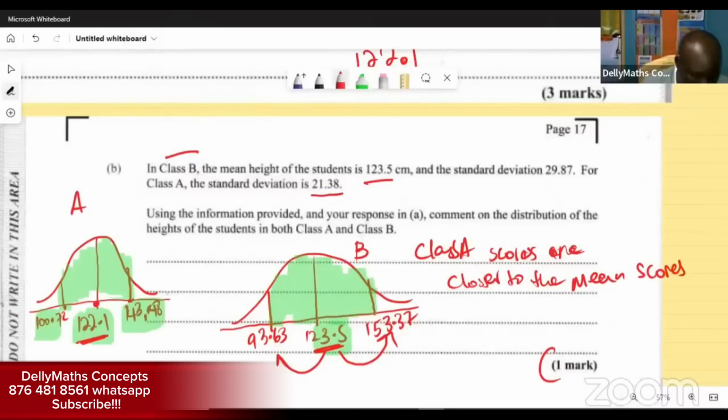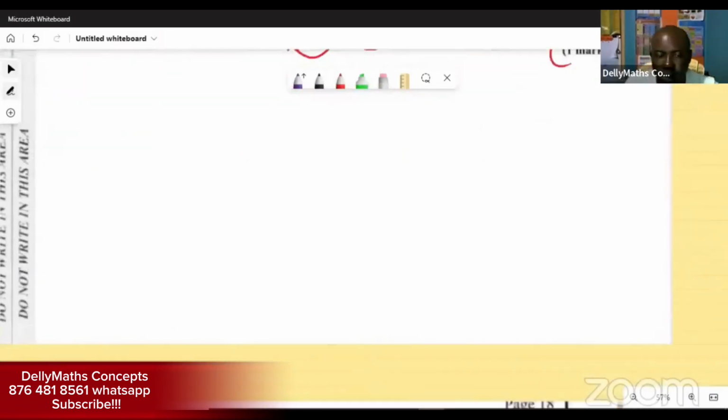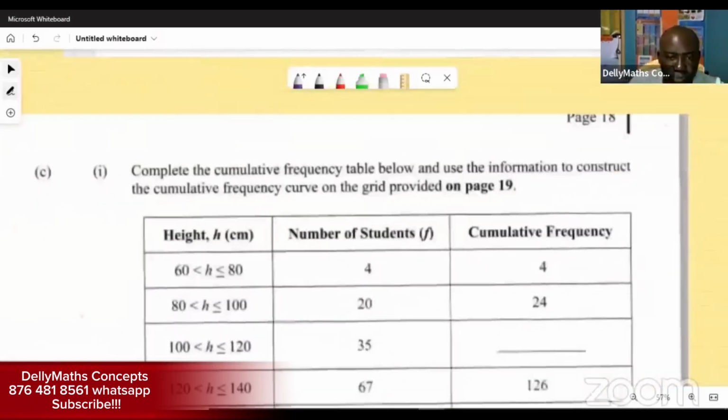So generally the scores in class A are closer to the mean score than class B. In class B, they are farther away from the mean. You could see it right there. The distance from 153 to 123 is a much bigger number compared to 143 to 122. So that is all they wanted you to say: that the spread of the scores is closer in class A compared to that in class B.